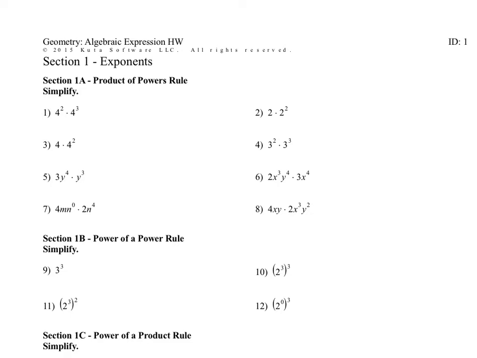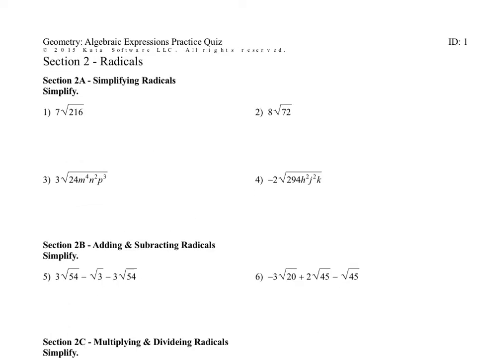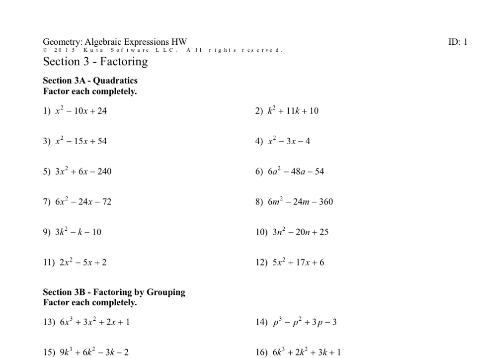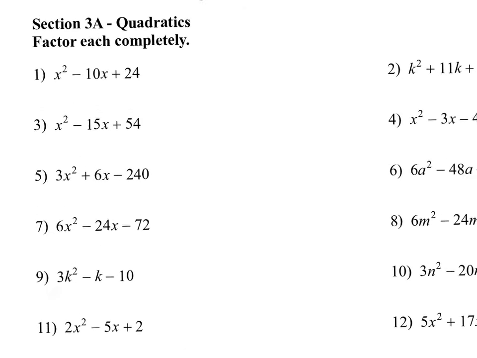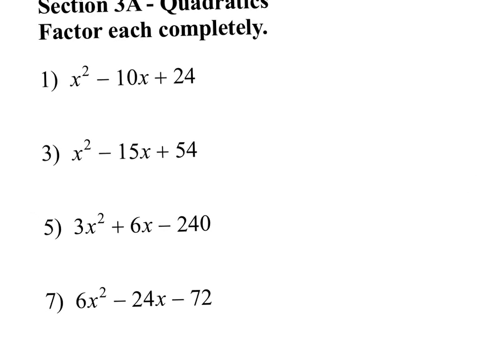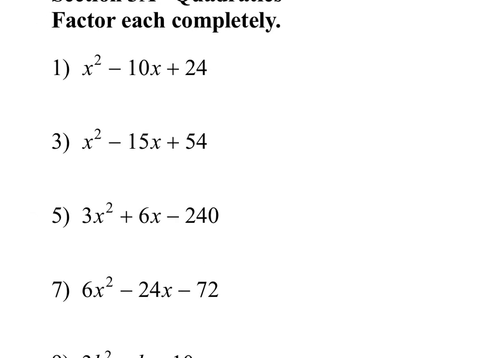Section 3A Quadratics. We're going to start with number 1, and when we have quadratics, we typically have what would be called a trinomial because there's 3 terms. The power of 2 makes it quadratic. And our process is going to be the same as factoring by grouping. So we're going to create this trinomial to have 4 terms so we can factor by grouping.